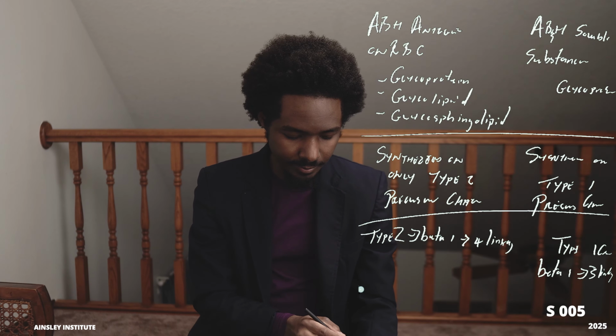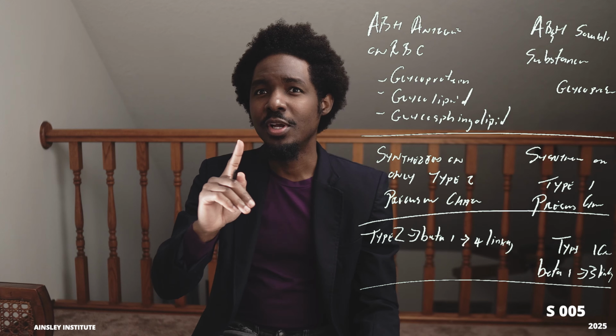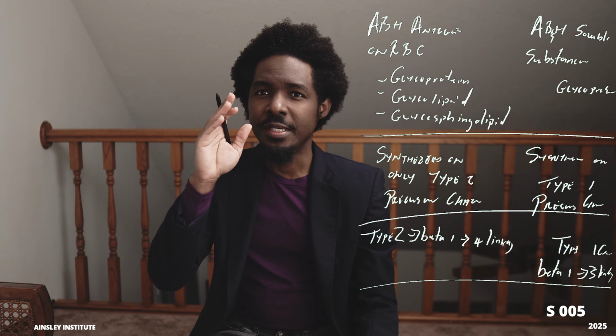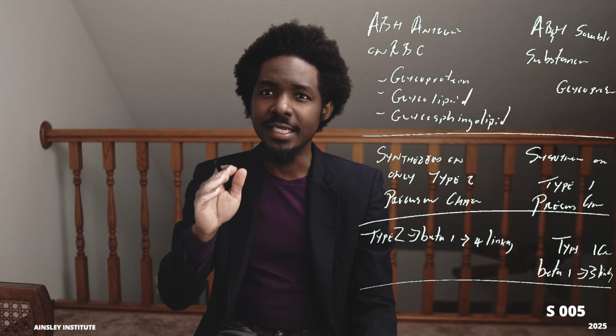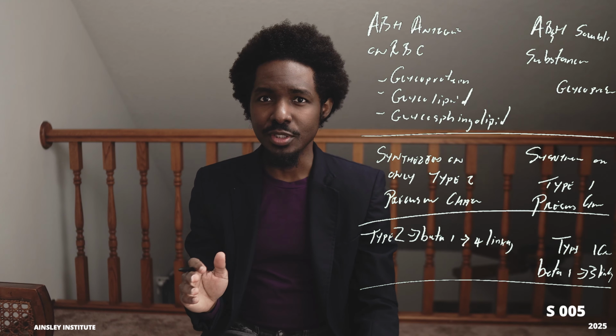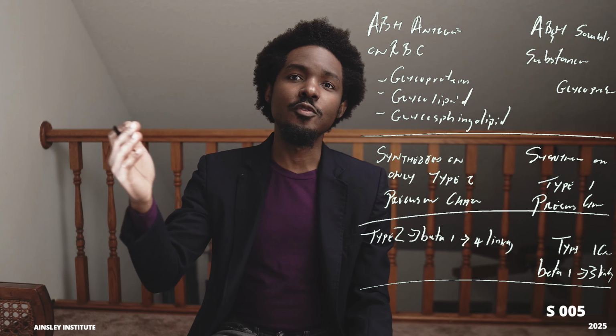So for the A, B, and H, we have a 1 to 3 linkage, in which the number 1 carbon on the galactose is attached to the number 3 carbon on the N-acetyl glucosamine sugar of the precursor substance. All right, now let's move right back to the ABH antigen on the red blood cell.